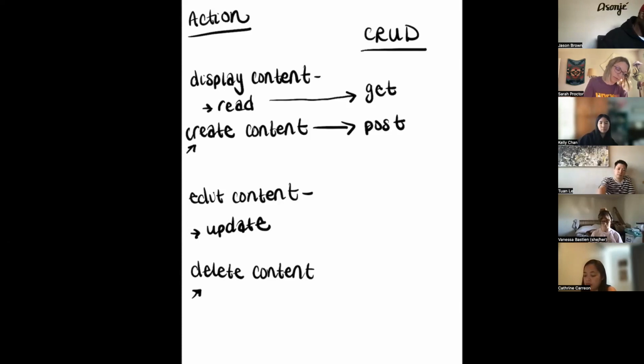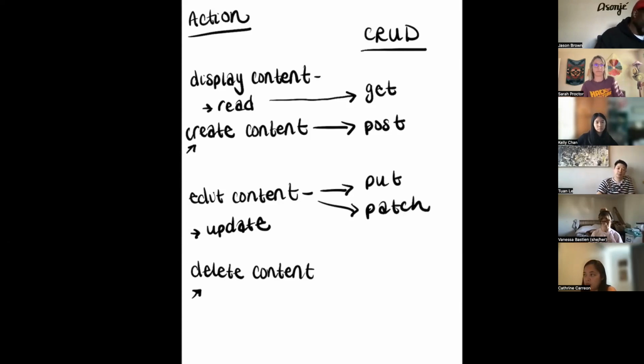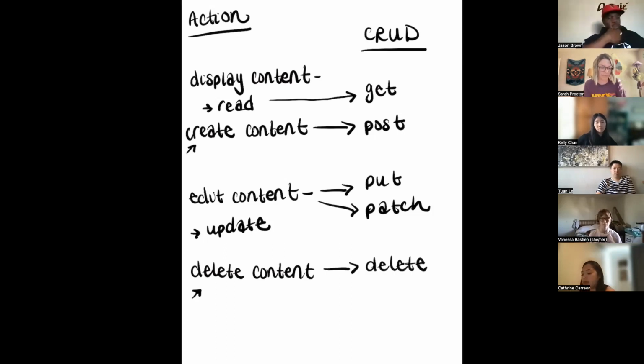If I'm going to update content, there's actually 2 different types of requests that I can make. One is a PUT and one is a PATCH. A PUT request is going to replace the entire existence of that particular data with something else. A PATCH request is just going to edit a single piece of it. And finally, I can make a DELETE request.